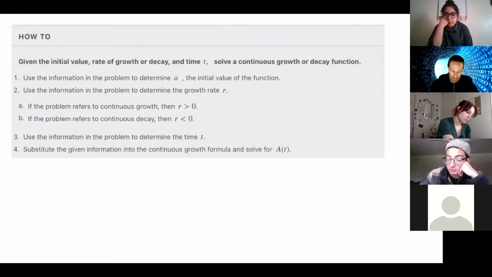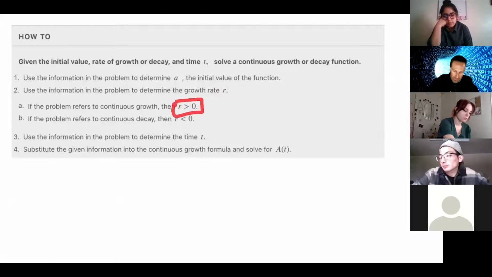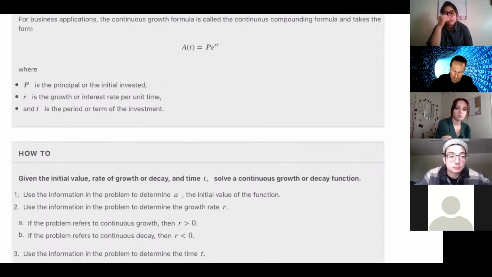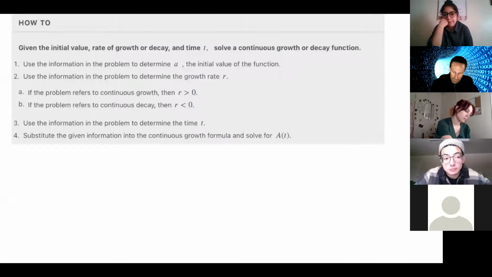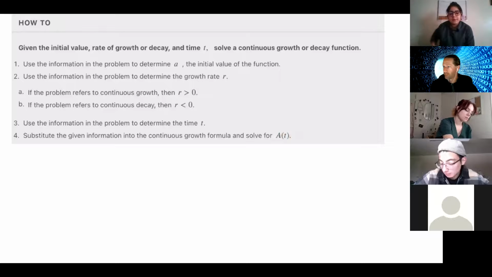All right, so here's a little how-to if you're given it. Figure out what your A is, figure out what your R is, and remember if it's positive, then it's growing. If it's negative, then it's going to decay over time because that negative exponent will end up taking that and flipping it. Okay? And then you will be able to take that, determining how long they want you to figure this out, to find the ending amount after that certain amount of time.